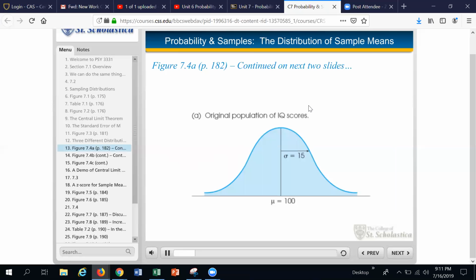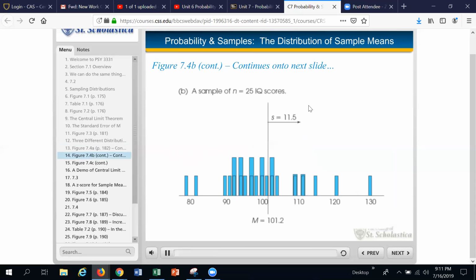Here in figure 7.4a, we have the original population, in this case IQ scores. There is a mu, or mean, of 100 and a standard deviation, or sigma, of 15. Figure 7.4b shows a sample that has been taken from the population we saw in the preceding slide. The IQ scores of 25 people were randomly selected from the population.